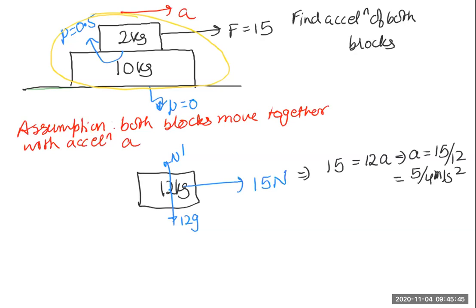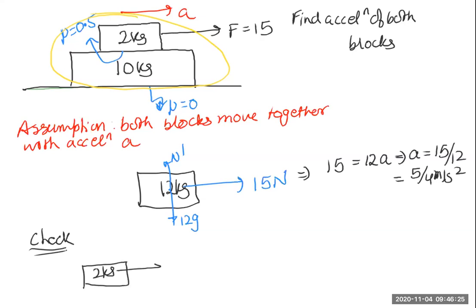OK, so I have made an assumption, I need to confirm or contradict my assumption. If this assumption is confirmed, good. If this assumption is contradicted, then my assumption is wrong and something else is happening. So to test, let me call this check. To check whether my assumption is right or wrong, I will take one block. Maybe the question was asked, why are you taking the 10 kg block? I can take either block. I'll take the 2 kg block this time.